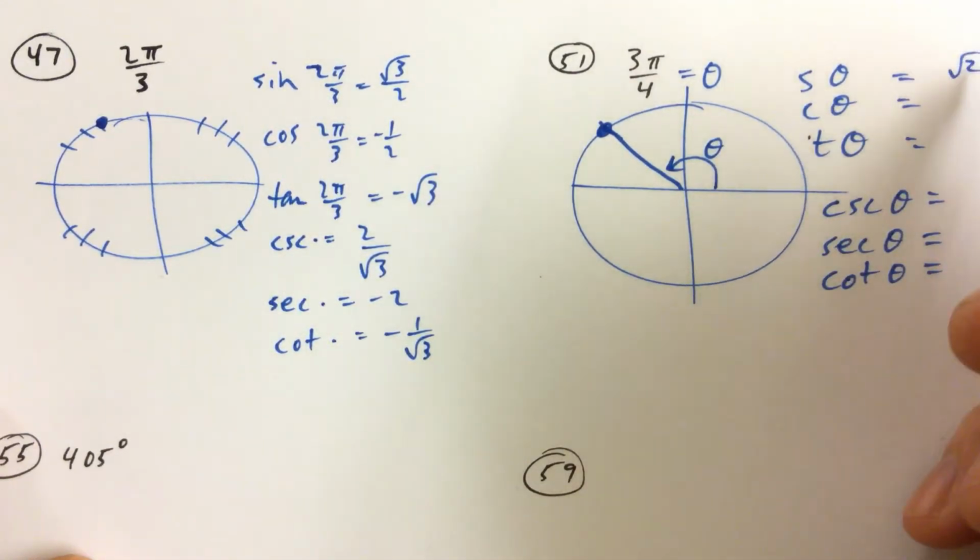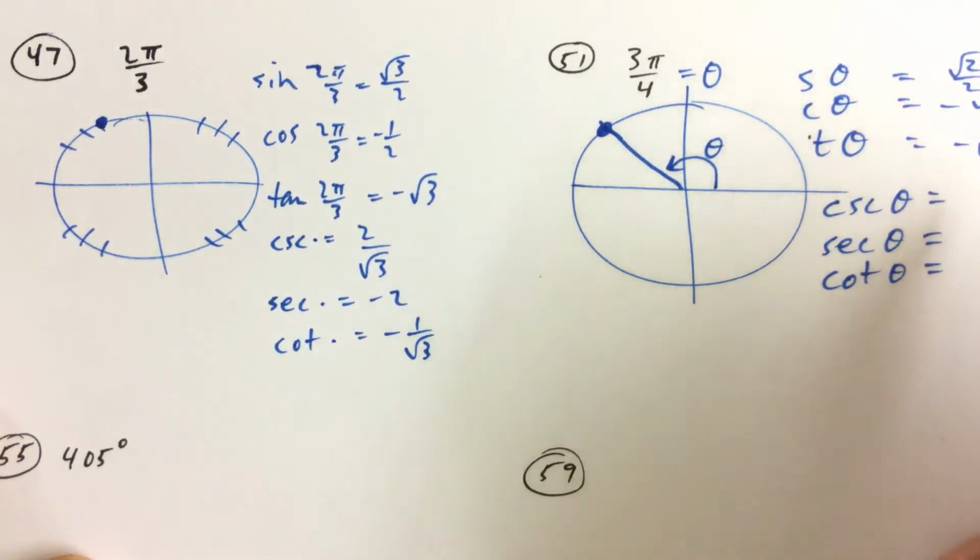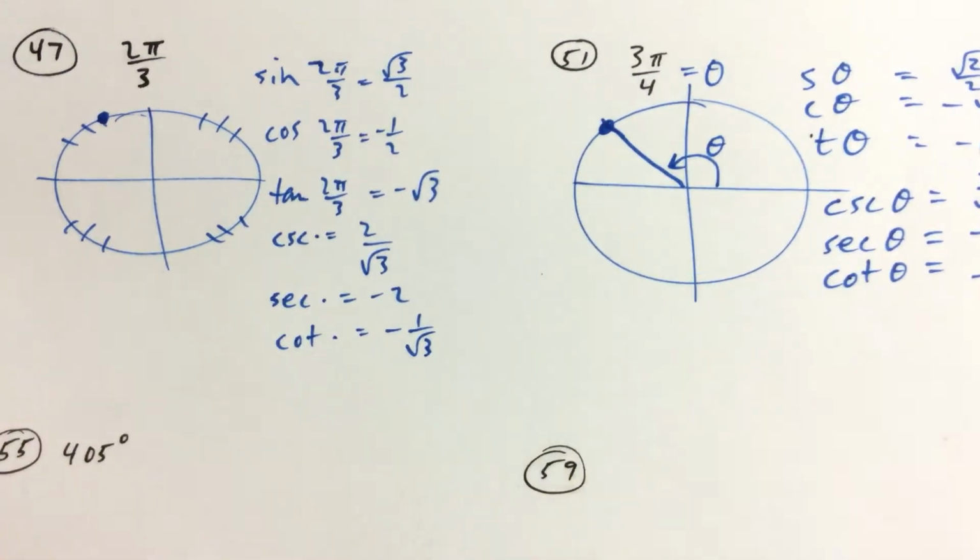And so the angle here, theta, we're trying to find the sine. Well, we know the sine is radical 2 over 2. We know the cosine is negative radical 2 over 2. We know the tangent is negative 1. Cosecant will be reciprocal of sine, secant, reciprocal of the cosine, and the cotangent, the reciprocal of the tangent. So there you have it.